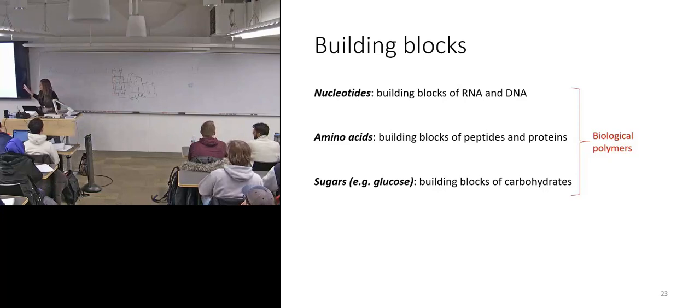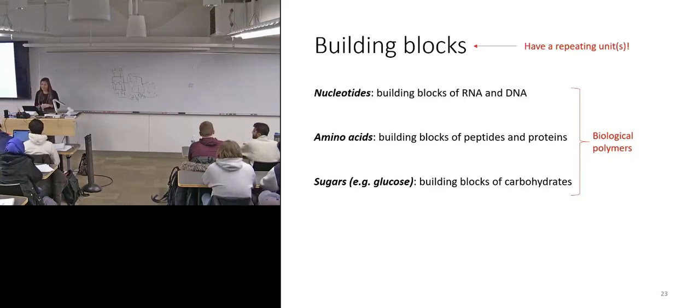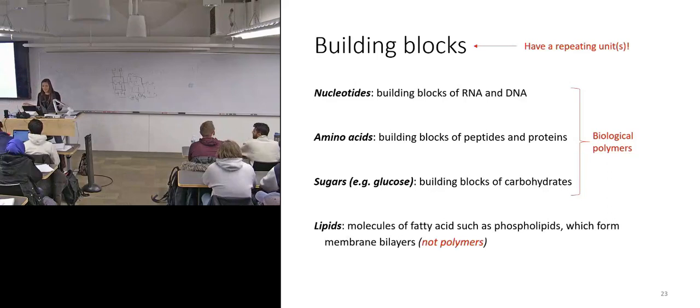These have repeating units. There's some sugar or sugars that repeat. There's amino acids. There's 20 of them. So it's a copolymer because we're not just one amino acid all the way down the string, but it's still a polymer because it has repeating units. Lipids are not polymers. And just easy as that for now.